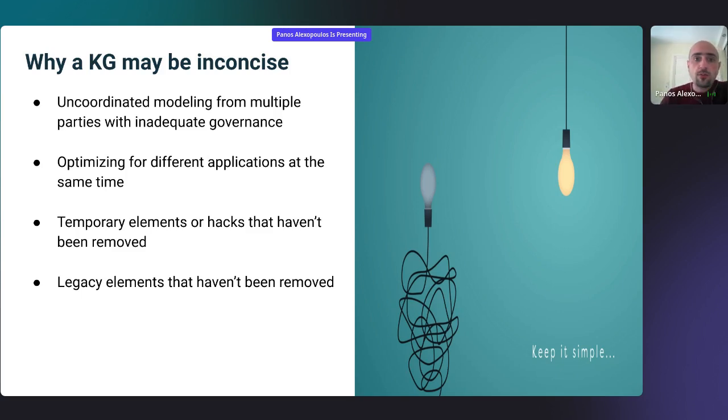So usually the problem of inconciseness comes when we have distributed knowledge graph development from multiple parties. It can also happen when we try to optimize for different applications at the same time, and that means that one application requires one particular way to represent a piece of information, and another application may require a different way to represent the same piece of information. And in that sense, you really need the redundancy. It can also happen that sometimes we do hacks or we add temporary elements that we haven't removed, and also we leave legacy elements that we also haven't removed.